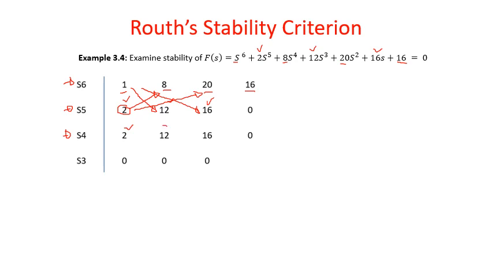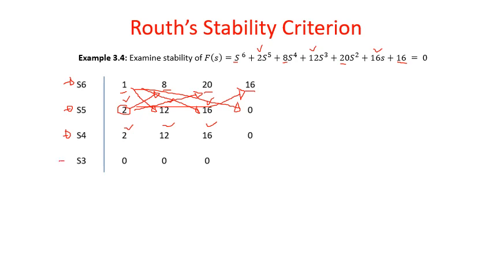40 minus 16 divided by 2, we get 12. Next, for this one, 2 multiplied by 16, then minus 1 multiplied by 0, whole divided by 2. So it will be 2 into 16 divided by 2, the 2 gets cancelled, and you will get 16. Similarly, for the next element we have 0, so we will write 0 or leave it blank.